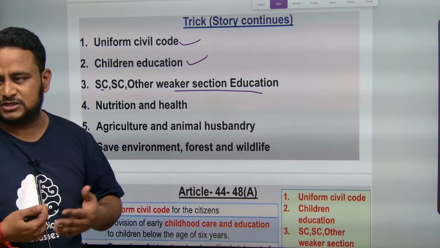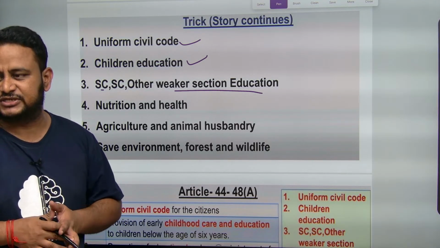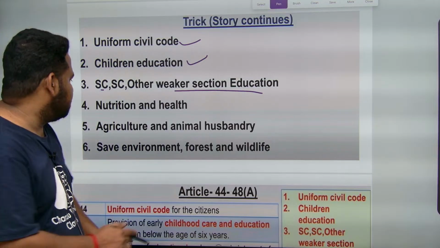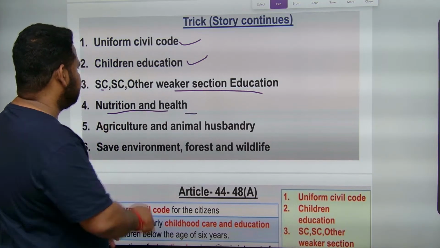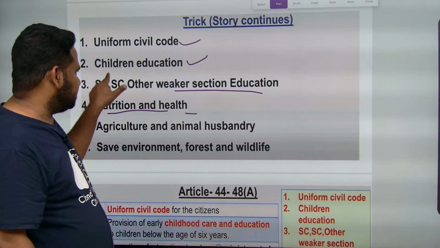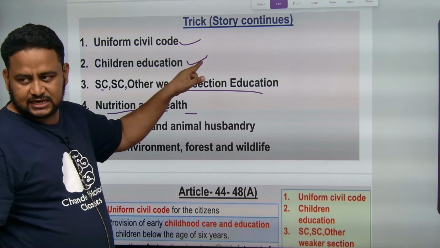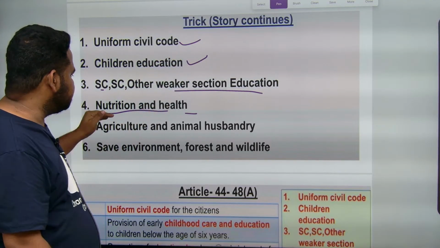Next, those people who have come back are migrant workers, so their health will be spoiled, because they are hard working. So, you at least take care of their children from early childhood. So, early childhood care, nutrition and health. That is talking about nutrition and health here. Article 47 is nutrition and health. Children's education and health, early childhood care, is this one.